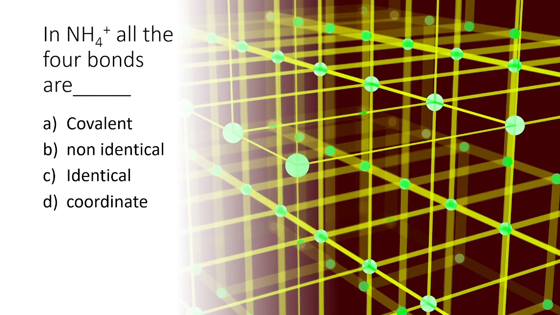Let's go ahead. In the ammonium ion, NH4 plus, sorry, not molecule, ammonium ion, all the 4 bonds are covalent, non-identical, identical, or coordinate. What is it? The answer is identical. All the 4 bonds are identical.